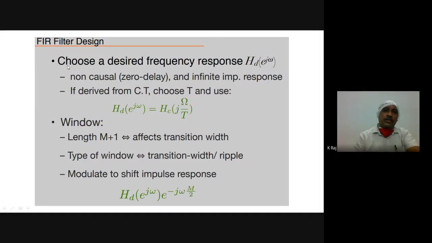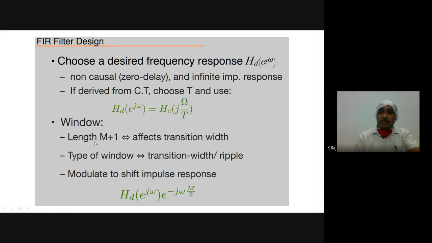So what has to be done? At the first level, choose a desired frequency response that will be named Hd(e^jω), and it must be non-causal, that is, zero delay and infinite impulse response. And if derived from continuous time, then choose T, the sampling time period, and use the formula Hd(e^jω) = Hc(jω/T).